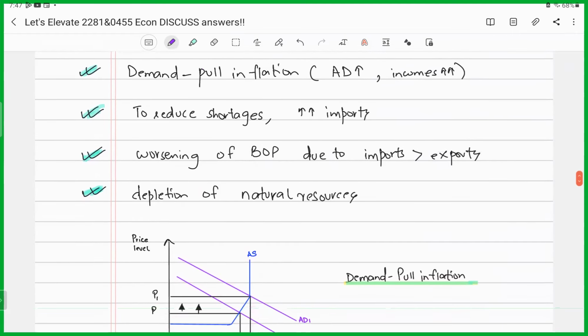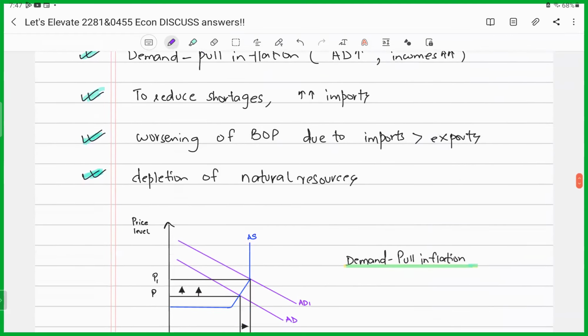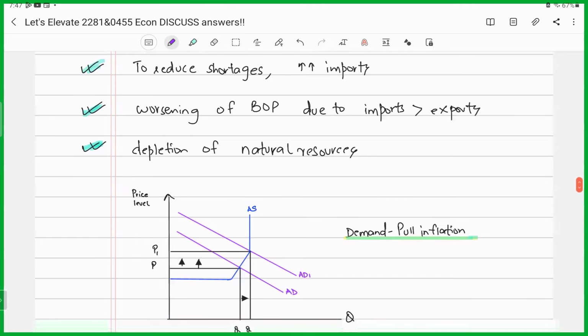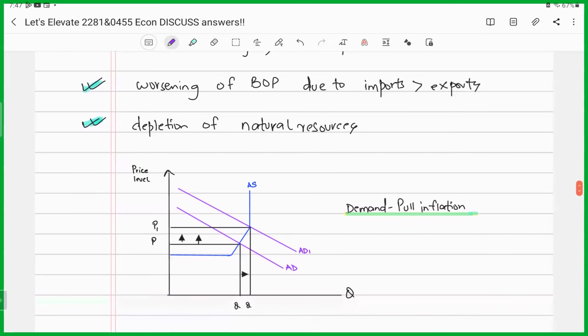And what would happen when there would be shortage of labor? This means the production cannot be increased at the moment. And when there is a rise in the aggregate demand, there's a shortage of goods and services at the moment. So the government, in order to fulfill the increase in demand, may have to rely on imported goods and services, right? As a result, there would be a worsening of the balance of payments. The imports might exceed the exports, and the current account might be negative.